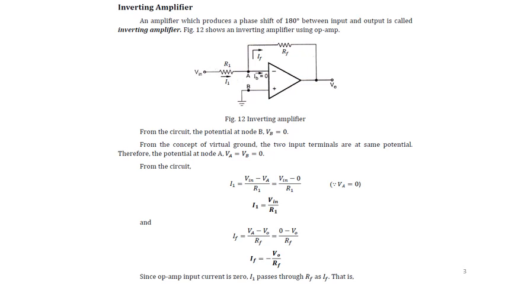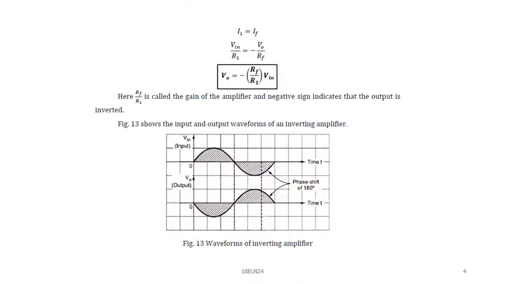Since the op-amp input current is 0, no current is entering the op-amp because of large input resistance. I1 passes through RF as IF. Therefore, if I apply Kirchhoff's current law to node A, the current entering node A is I1 and the current leaving the node is IF. Therefore, I1 is equal to IF.